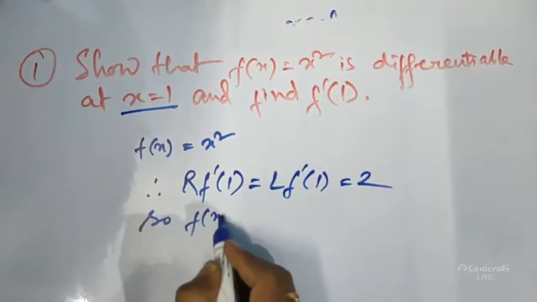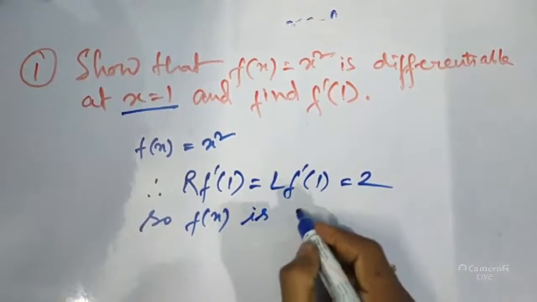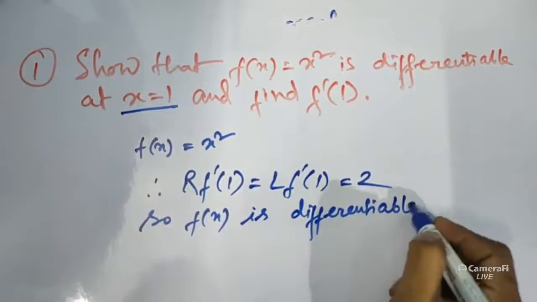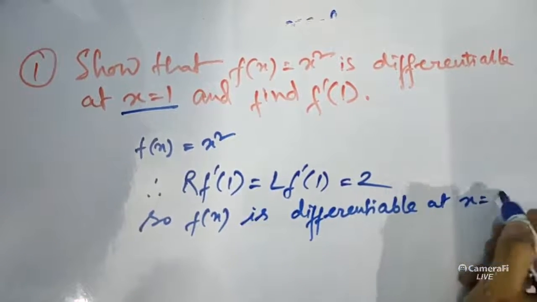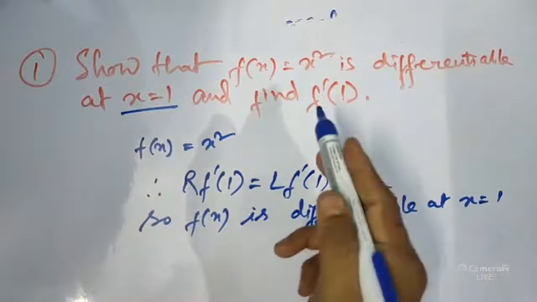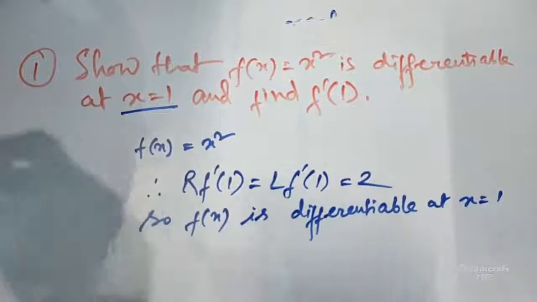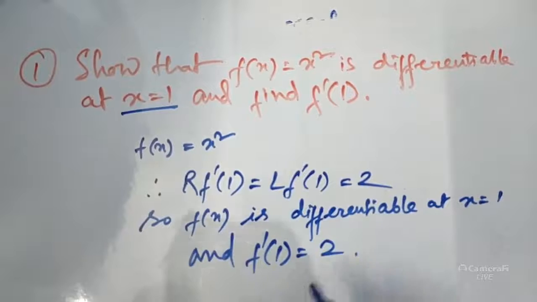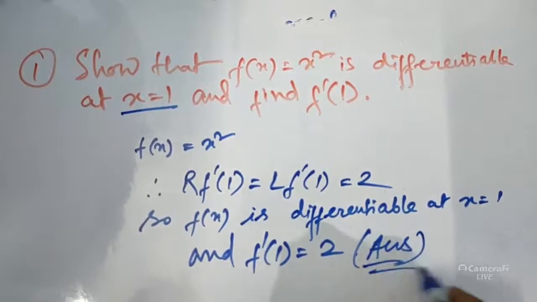Therefore Rf dash 1 equals Lf dash 1 equals 2. So f(x) is differentiable at x equals 1. And what will be the value of f dash 1? The same value, 2, so f dash 1 equals 2. This is the answer. Another type will be given, so let us solve that type also.